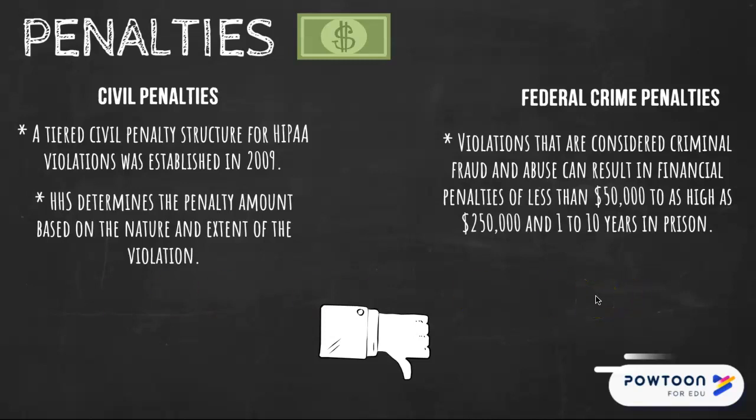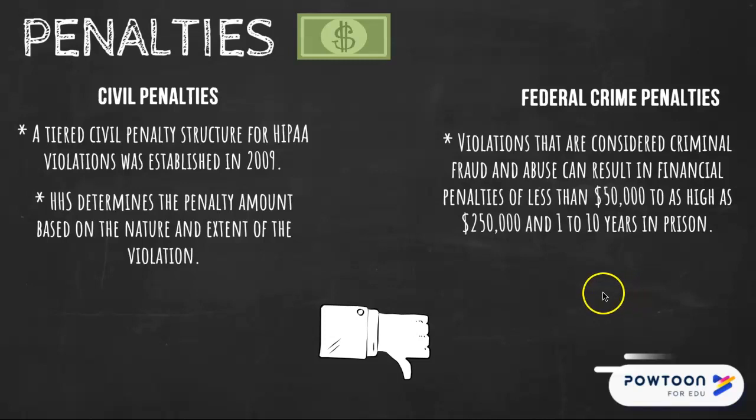And then there are also federal crime penalties, and those revolve around violations that are considered criminal fraud and abuse, and those can result in financial penalties of less than $50,000 up to as high as $250,000 and 1 to 10 years in prison.